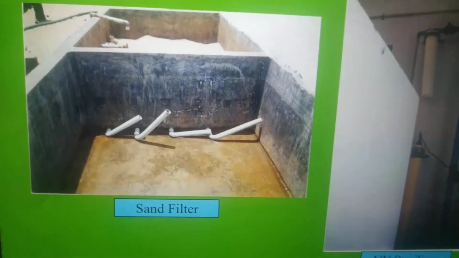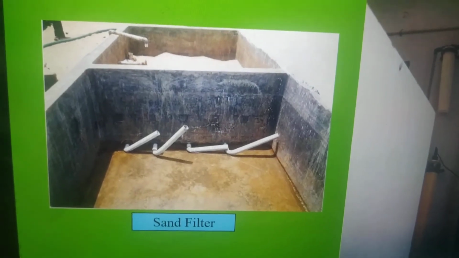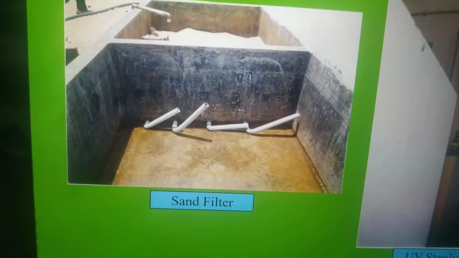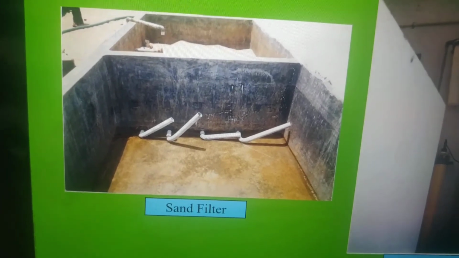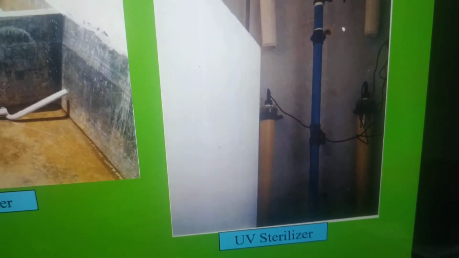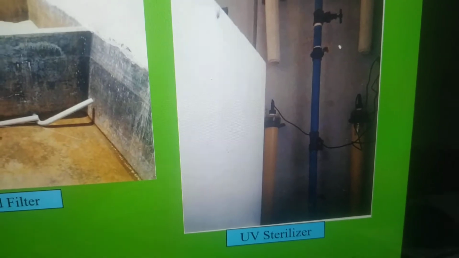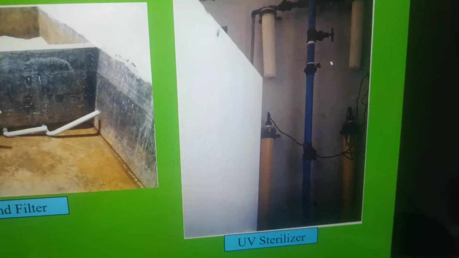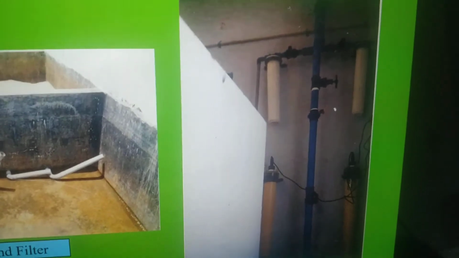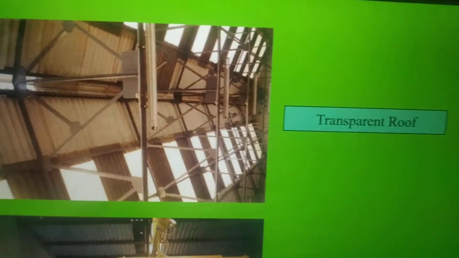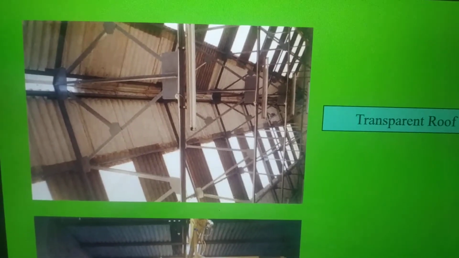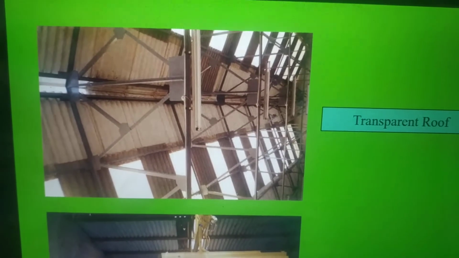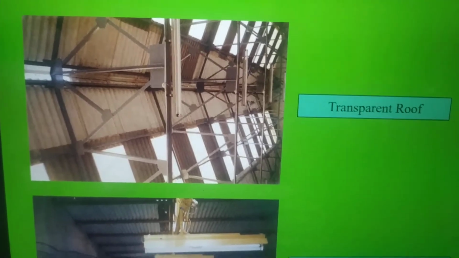This is filtered. We call it a sand filter to filter the mud and all, isn't it? Your water has mud, and even it kills the microbes, and again it is treated with a UV sterilizer. So our intention is we have to kill the disease-causing organisms. And transparent roof, I already told you, transparent roof is very essential for penetrating light, isn't it? Light is very essential for larval rearing.